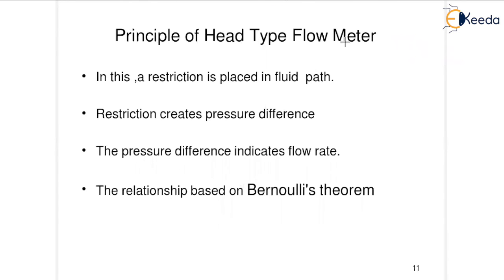Now, what is the principle of this head type flow meter? In this, a restriction is placed in the fluid path, as I told you. The restriction creates a pressure difference, and the pressure difference indicates the flow rate. The relationship is based on Bernoulli's theorem.